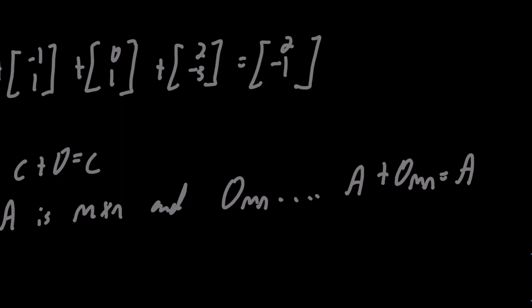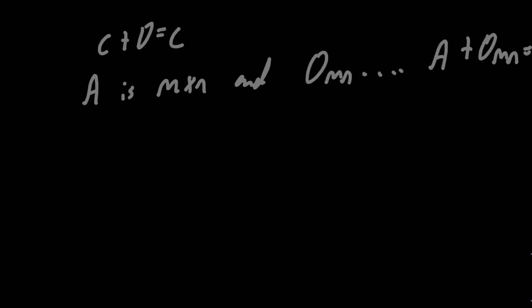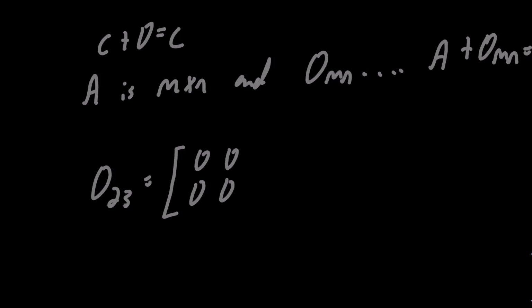So the 0 sub mn is our zero matrix, and it is our additive identity for the set of all m by n matrices. So for example, let's say our zero matrix was a 2 by 3. It simply means that it's a 2 by 3 matrix consisting of all zeros. When the size of the matrix is understood, you can denote the zero matrix simply by either O or 0. I'll usually go with the latter.